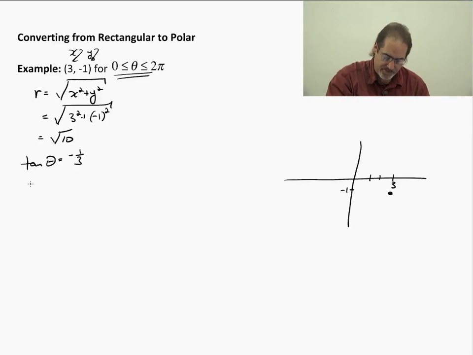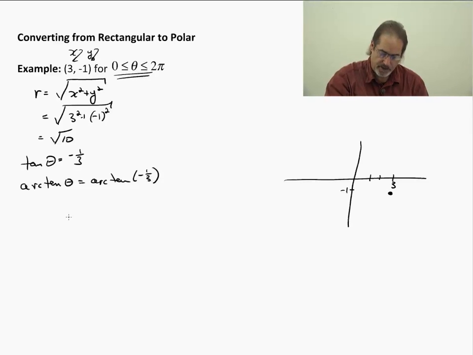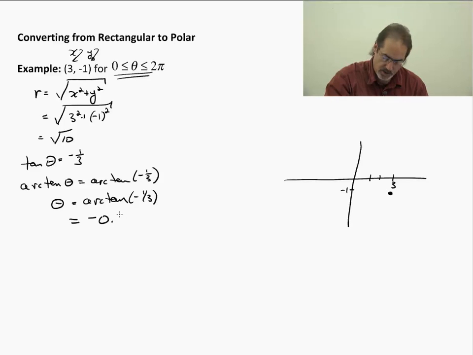That means that arctan of theta equals arctan of negative 1/3. Well, that's saying that theta equals arctan of negative 1/3. So this is not a common angle. So if we put this in a calculator or let Maple work on it, we find that this is a negative 0.3218. So if this is 0, a negative angle will come counterclockwise.